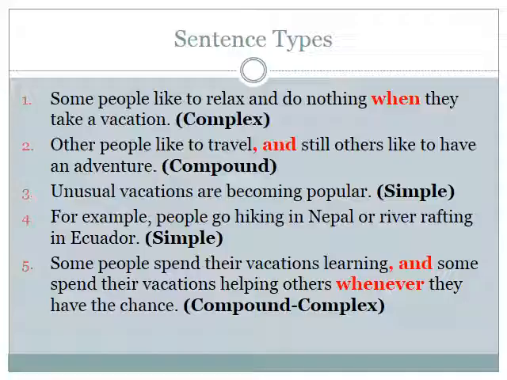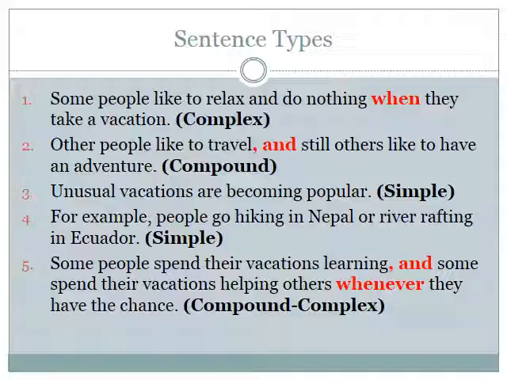Our second one is a compound sentence. Compound sentences have two independent clauses joined by a comma and a FANBOYS. So the two independent clauses are "other people like to travel" and "still others like to have an adventure." We have the comma and the FANBOYS "and." Number three is a simple sentence. "Unusual vacations are becoming popular." So we just have one subject-verb pair, "vacations," and then the verb is "are becoming." Number four is also a simple sentence.